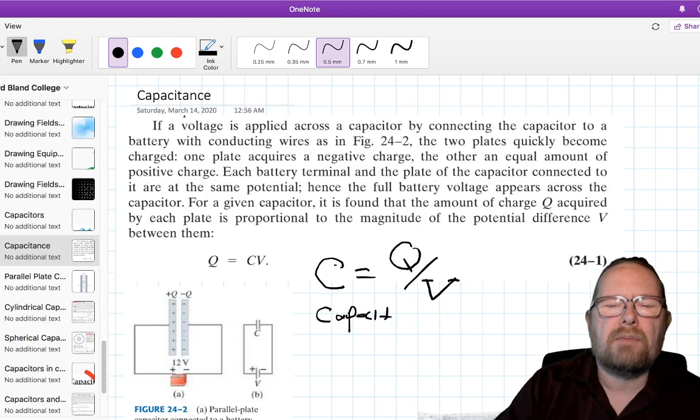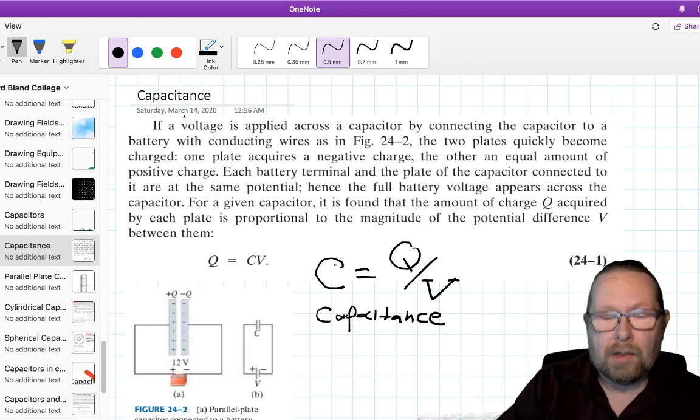For some reason, my pen, you guys probably can't see this, but the pen that I'm writing with is about half a second behind what I'm writing, so it's like writing in slow motion.